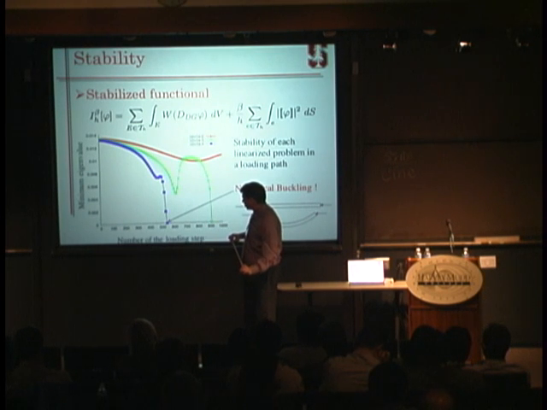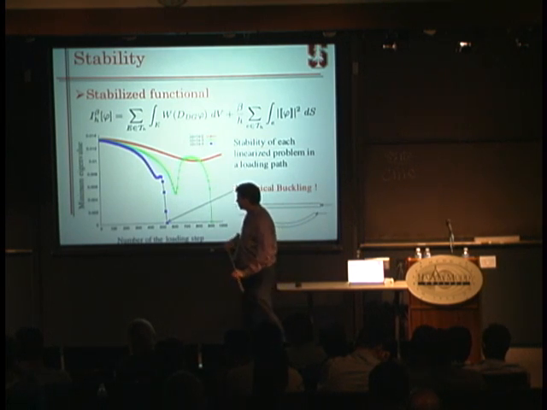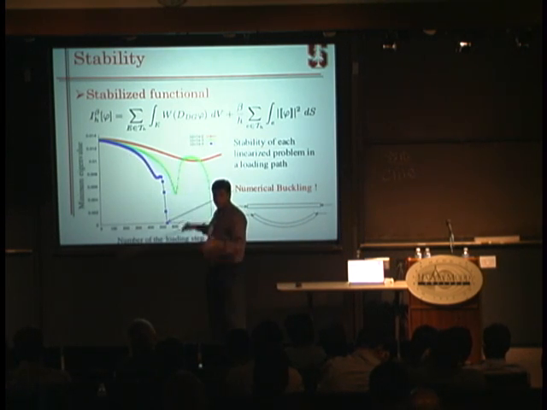We're considering here a problem in which we are loading a material with 1,000 steps, and at each step we are plotting the minimum eigenvalue of the linear form.